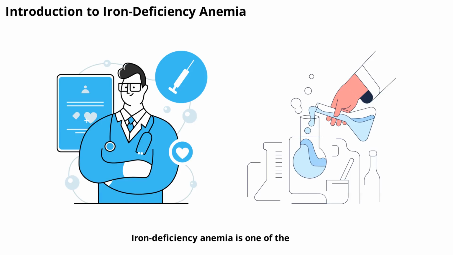Iron deficiency anemia is one of the most common types of anemia worldwide. It occurs when the body lacks enough iron to produce adequate amounts of hemoglobin, the protein in red blood cells responsible for carrying oxygen. Understanding which laboratory tests are used to diagnose this condition is crucial for timely and effective treatment. In this video, we'll walk through the most important tests that healthcare professionals use to evaluate iron deficiency anemia, explaining what each test measures and how the results are interpreted.